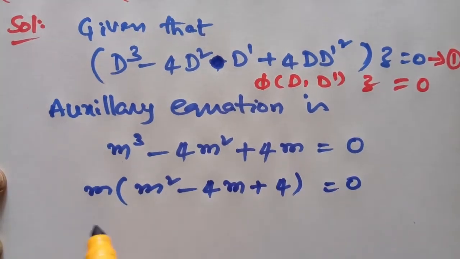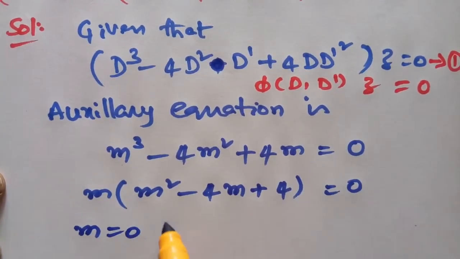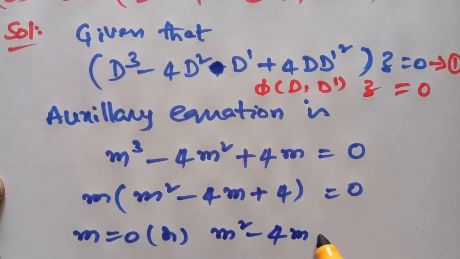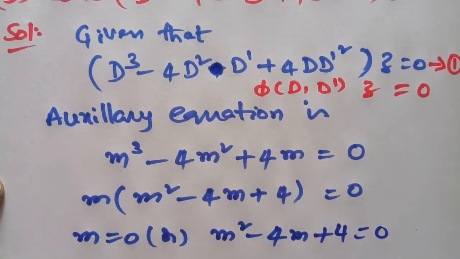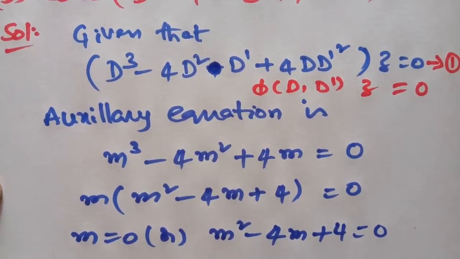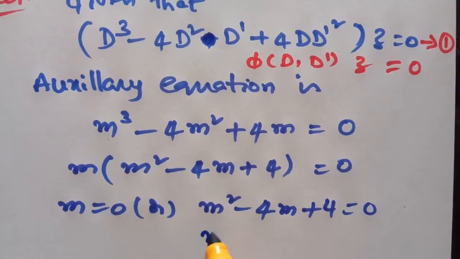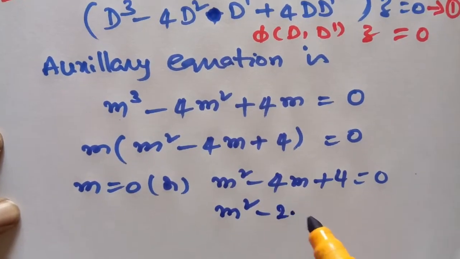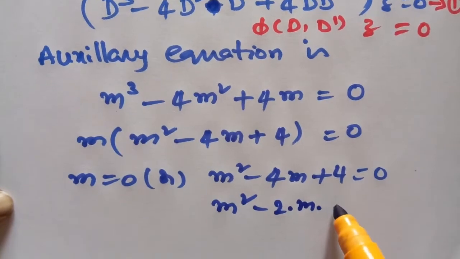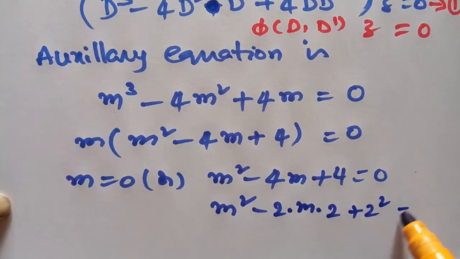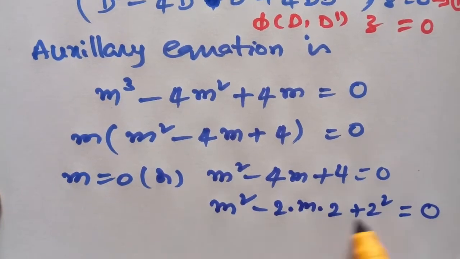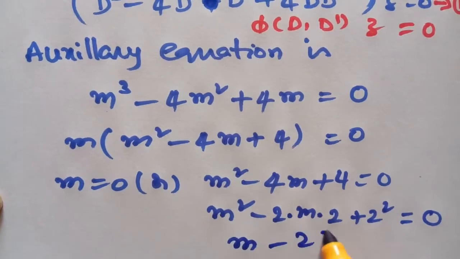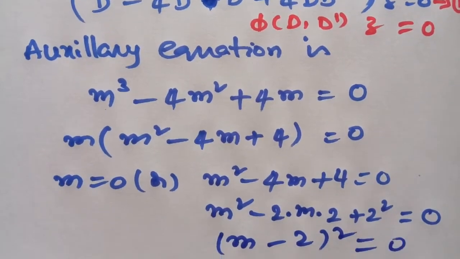Therefore, here m equal to 0 or m square minus 4m plus 4 equal to 0. Therefore, this can be written as m square minus 2 into m into 2 plus 2 square is equal to 0. As in the previous case, this is a square minus 2ab plus b square. Therefore, m minus 2 whole square is equal to 0.